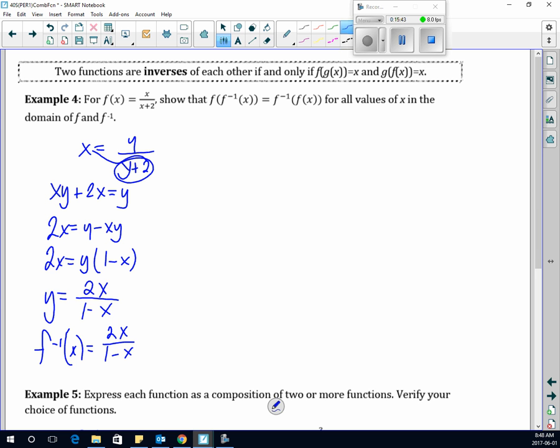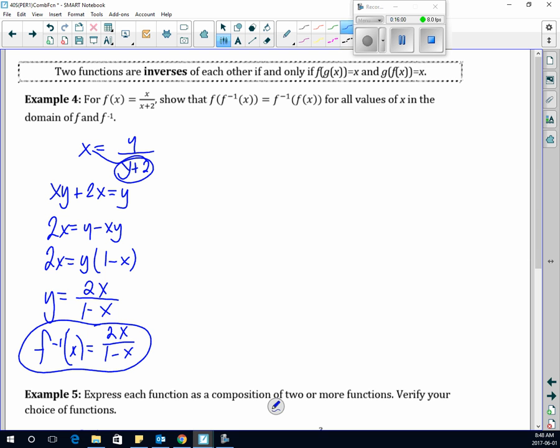Everybody good with that? Okay, so that's only my first step. So there's my 1 mark for stating the inverse function. All I did there is I switched the x and the y around and resolved for the new y. It's a little harder when you have a rational function, but you should be able to do it, right?